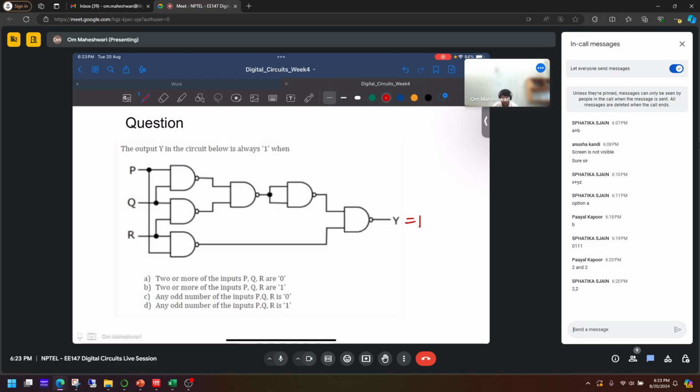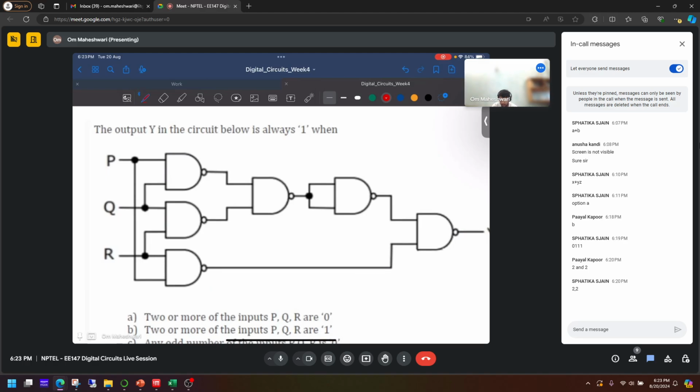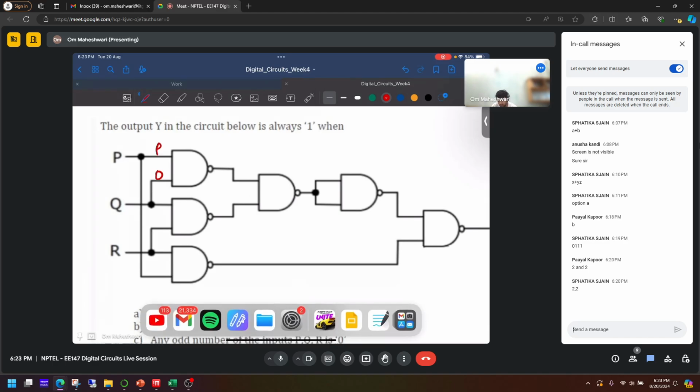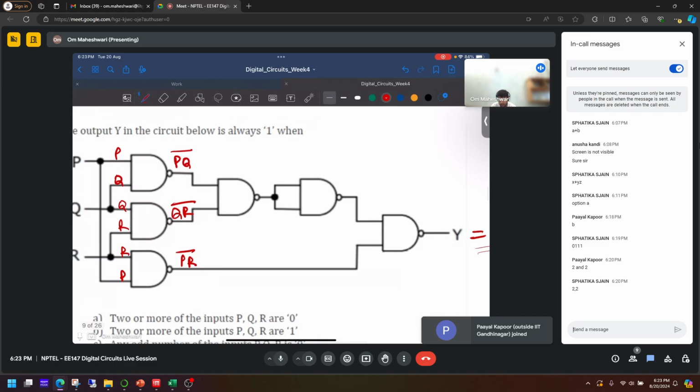To find out when this will be 1, we need to find the Boolean expression of Y. So let us solve this circuit. Here we have all NAND gates. Here the inputs are P and Q, so our NAND output will be PQ bar. Here you have Q and R, so QR bar. Here it is R and P, so the output will be PR bar. Right? These two are again fed into a NAND here, so your output will be PQ bar dot QR bar, whole bar.